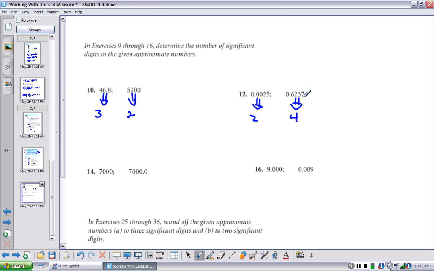And in number 14, this is a tricky one. We have one significant digit when we're dealing with 7,000 because those are placeholders. Here, because they made a point of putting 0.0, then that makes it important to us. So here we have 5 significant digits. Number 16, same thing, 9.000. Those are not placeholders. They want that number to be exactly that. We have 4 significant digits. And here we only have 1 significant digit.